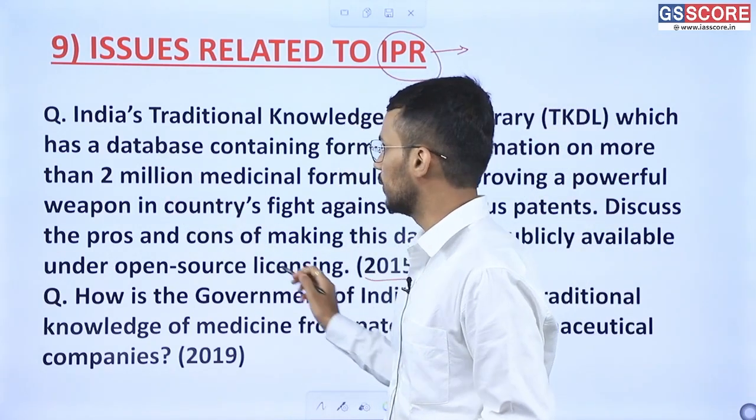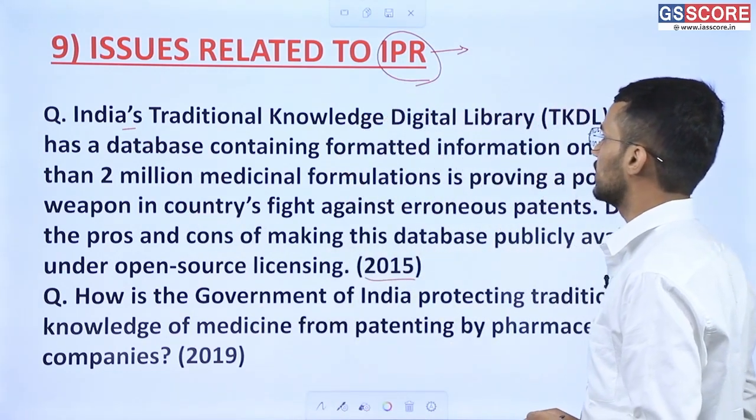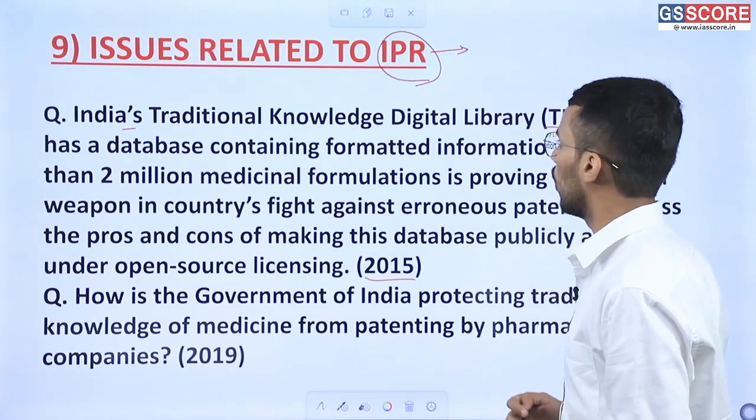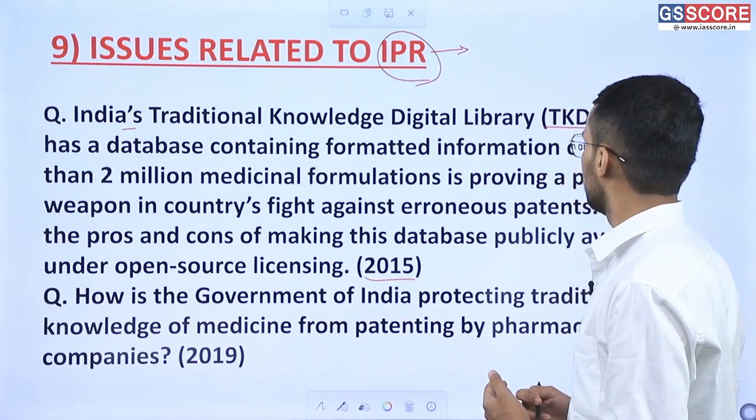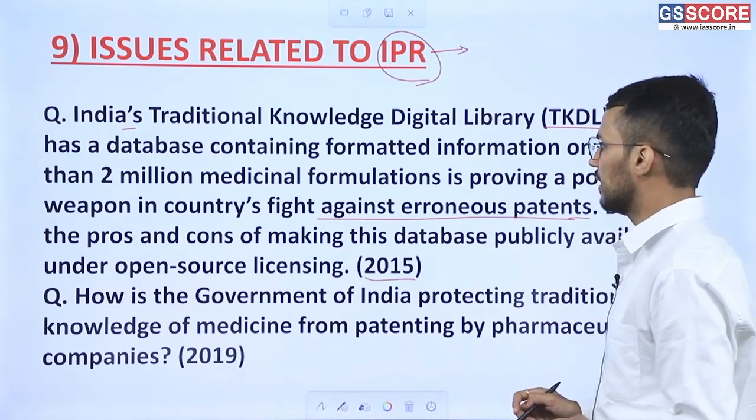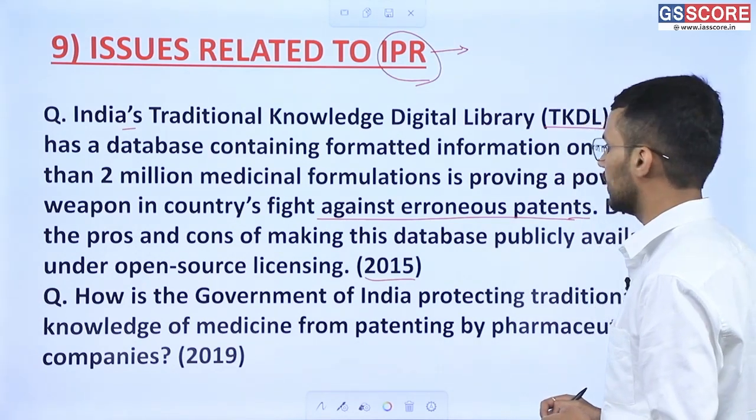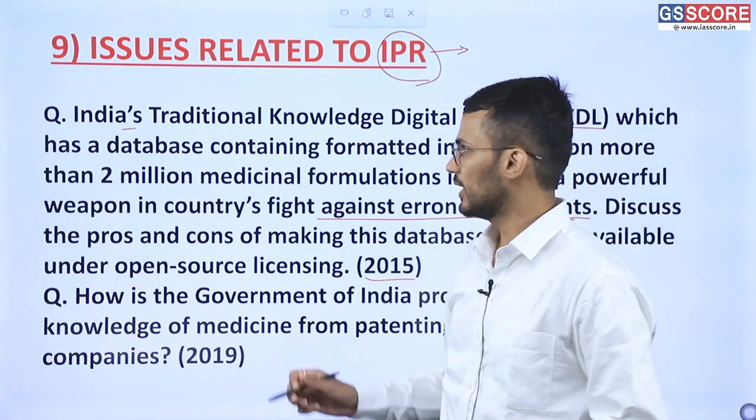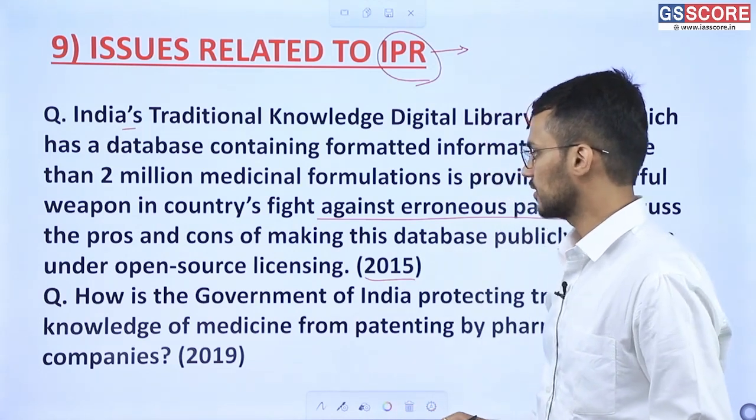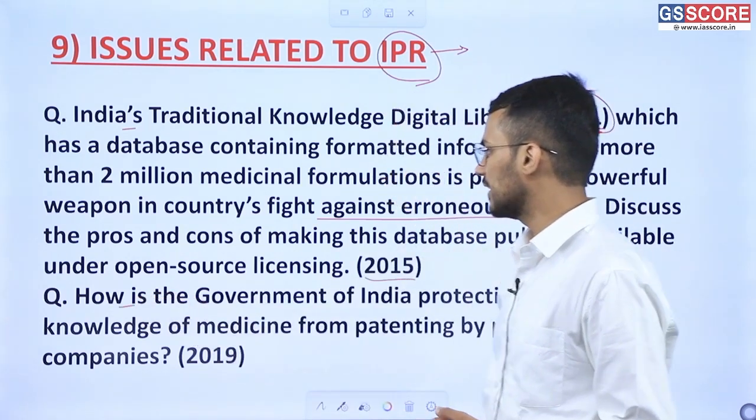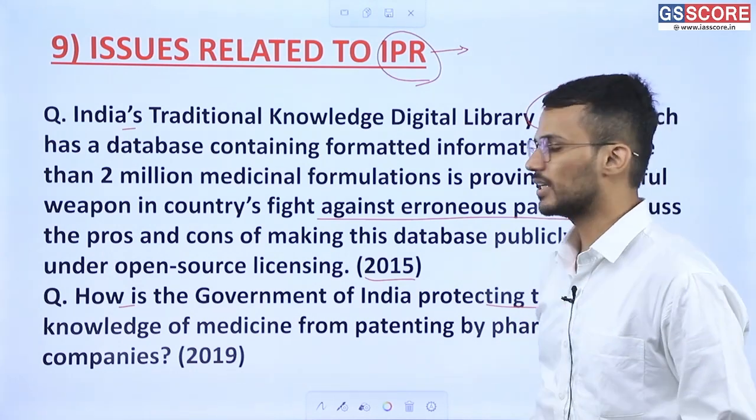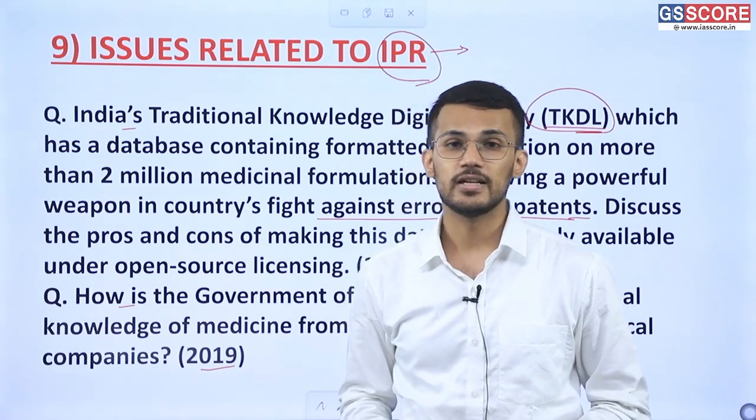First was asked in 2015's mains, and the question is, India's traditional knowledge digital library, TKDL, which has a database containing formatted information on more than 2 million medicinal formulations, is proving a powerful weapon in countries' fight against erroneous patents. Discuss the pros and cons of making this database publicly available under open source licensing. Right. So what are the advantages and disadvantages of TKDL, Traditional Knowledge Digital Library? Next, in 2019, they asked question, and the question is, how is the government of India protecting traditional knowledge of medicine from patenting by pharmaceutical companies? Right. So this was asked in 2019's mains examination.